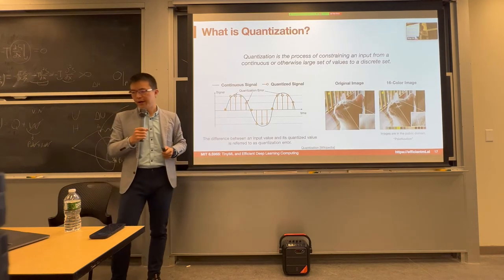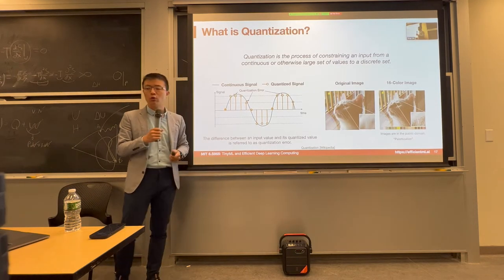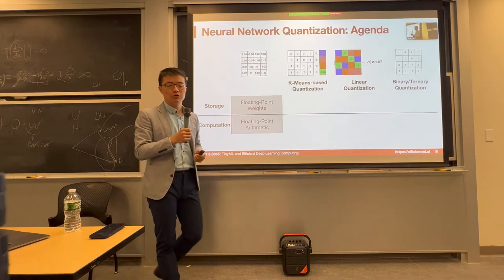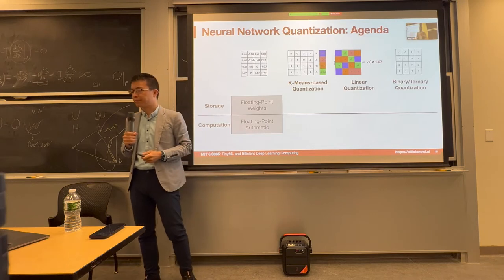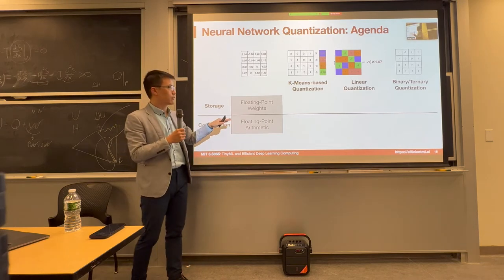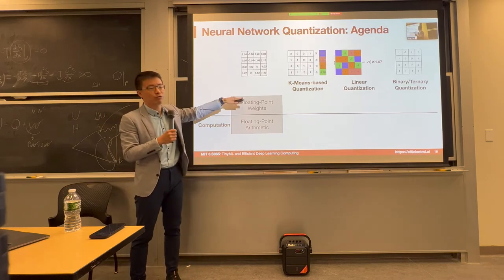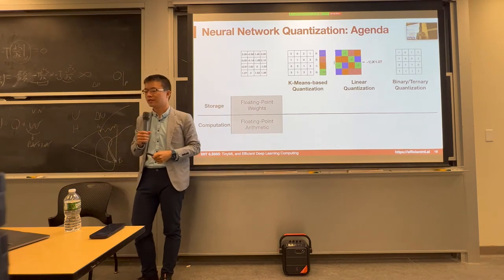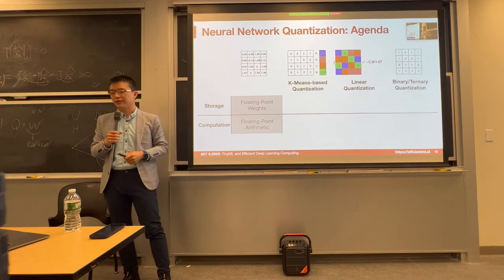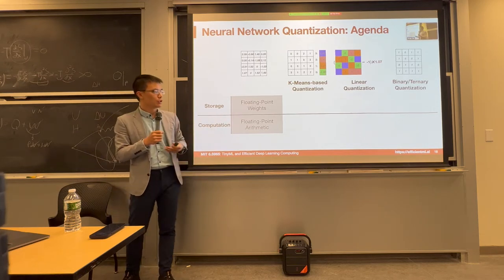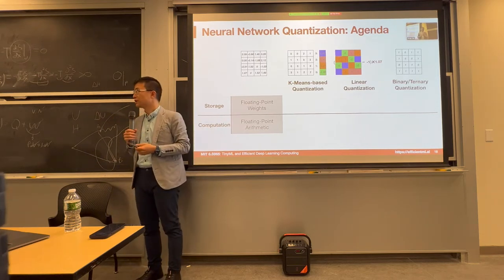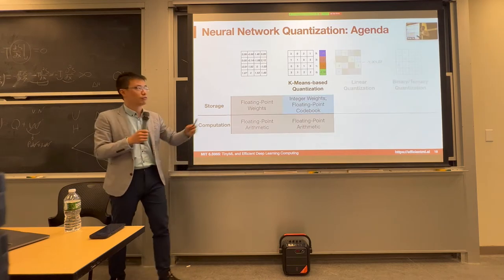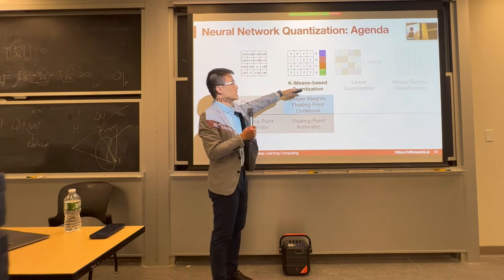All right, so let's continue to talk about quantization. There are several methods for quantization. Let's start with the most common one, of course, using floating point numbers to represent both the weight and also the activation, and we are going to use floating point arithmetic. The other way, okay, we have K-means-based quantization.